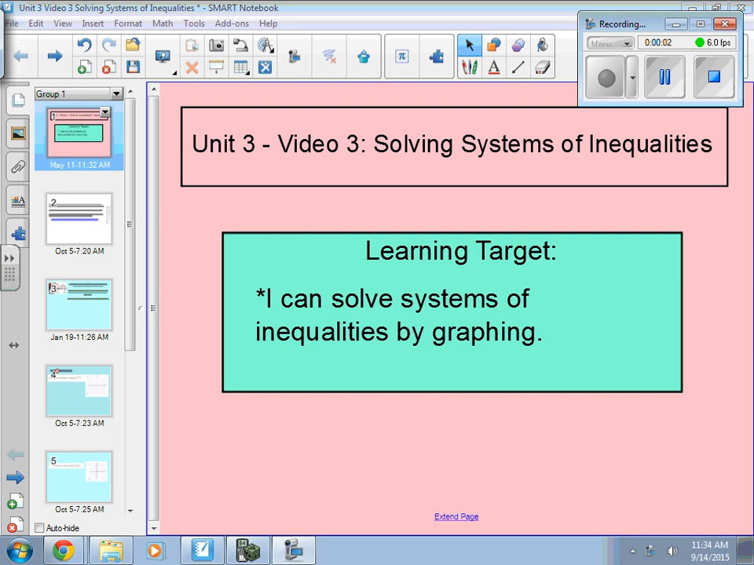All right, today in Unit 3, we're going to be looking at solving systems of inequalities. So we want you to be able to solve where an inequality is involved. Remember, that's less than, greater than, those types of symbols.